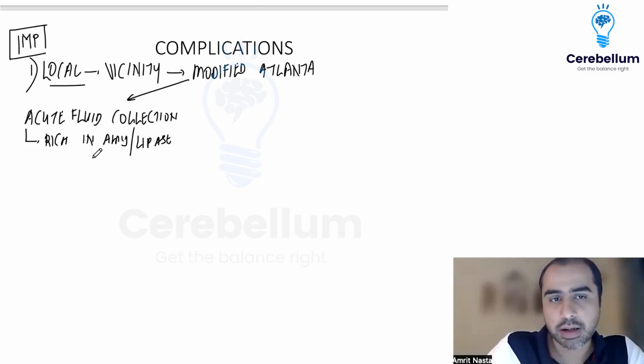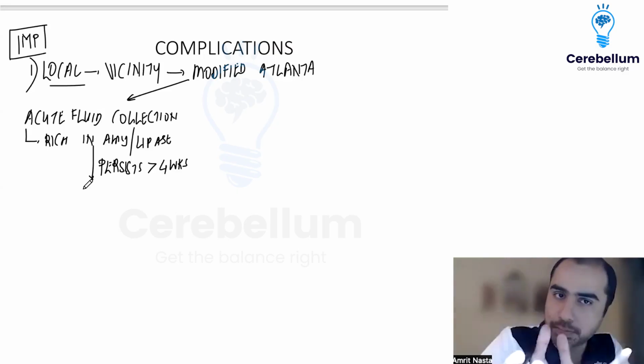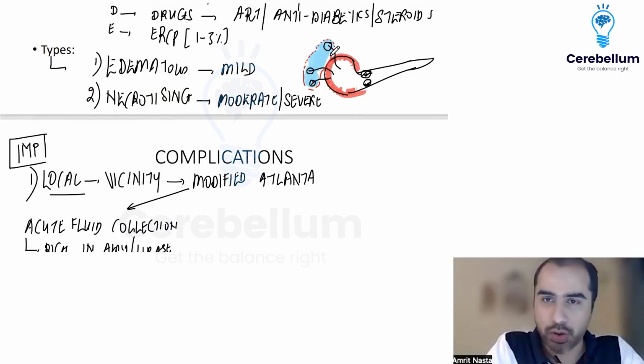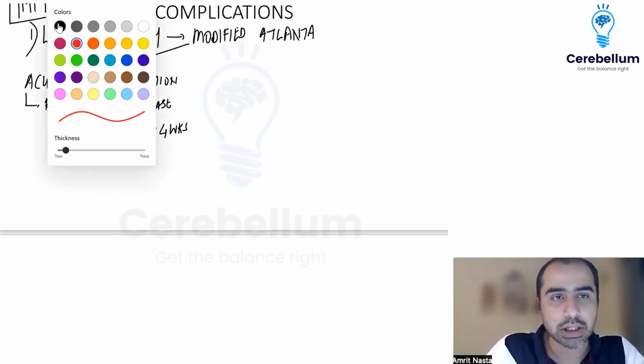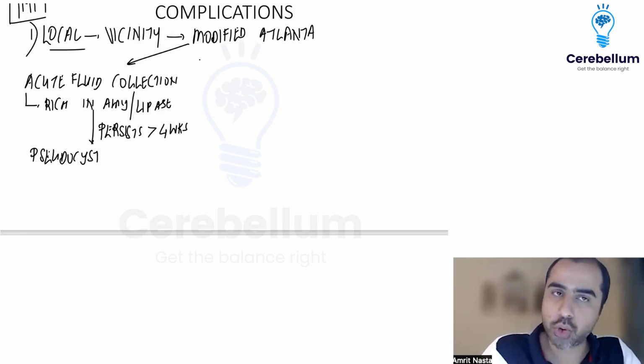If for some reason this fluid collection persists for more than 4 weeks, then it will form a wall around it. These fluid collections will start coming together, becoming organized, and they will form an inflammatory wall around them. It's not a true cyst. It will have a wall made of inflammatory tissue around it. This is going to be called a pseudocyst of pancreas. आई बात समझ में? This is called a pseudocyst of pancreas.